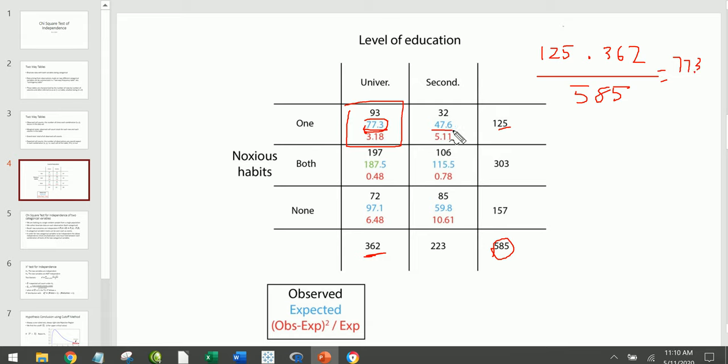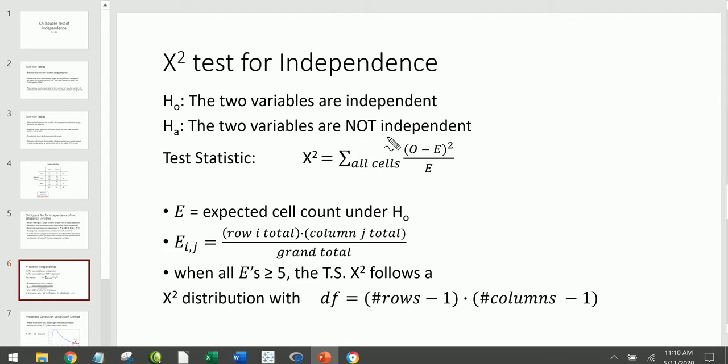Then you do it for this cell. How do you get this? The row total is 125. The column total now is 223. You do this for every single cell, and that's how you get the expected cell counts. Once you have all the expected cell counts, you can compute the chi-square test statistic. Then do one quick check: make sure all the expected cell counts are at least 5. If they are, then this test statistic we just computed will follow a chi-square distribution with degrees of freedom given here.